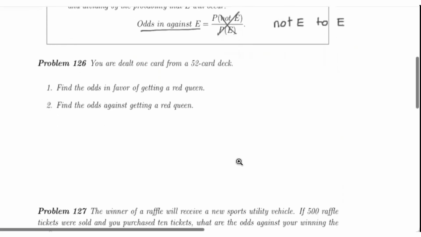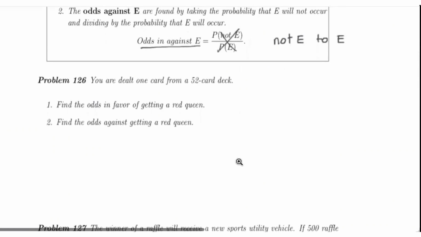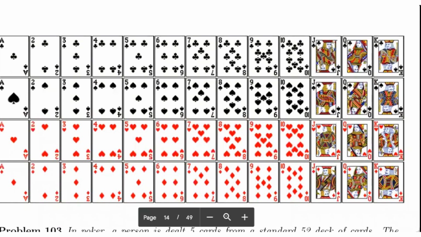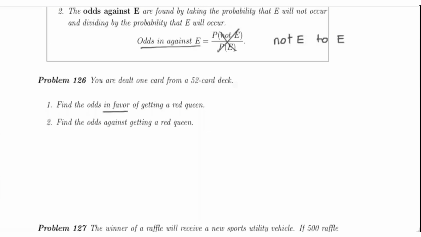All right, let's do this. Problem 126. Find the odds in favor of getting a red queen. Okay, so go back to the deck of cards. How many red queens do we have? Not just a queen, a red queen. We have a heart and a diamond. So we have 2 red queens. How many are not? 50, because the total is 52. Or we can reduce this to 1 to 25.